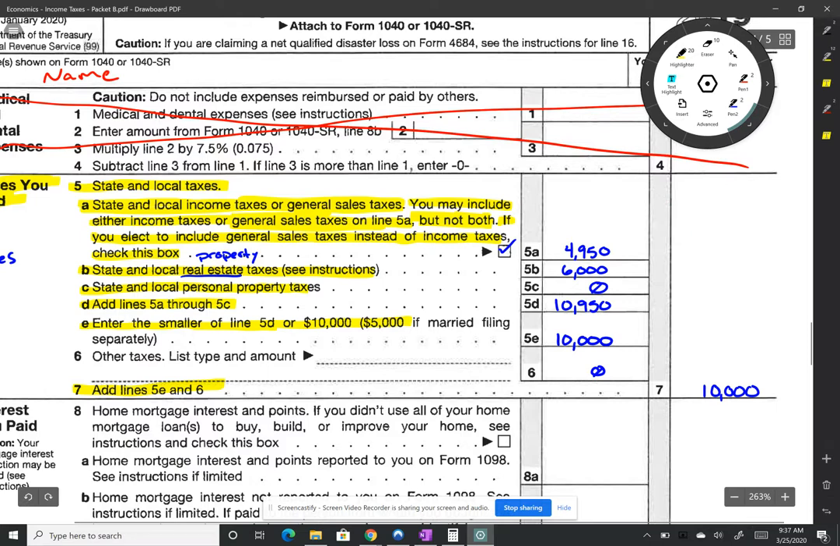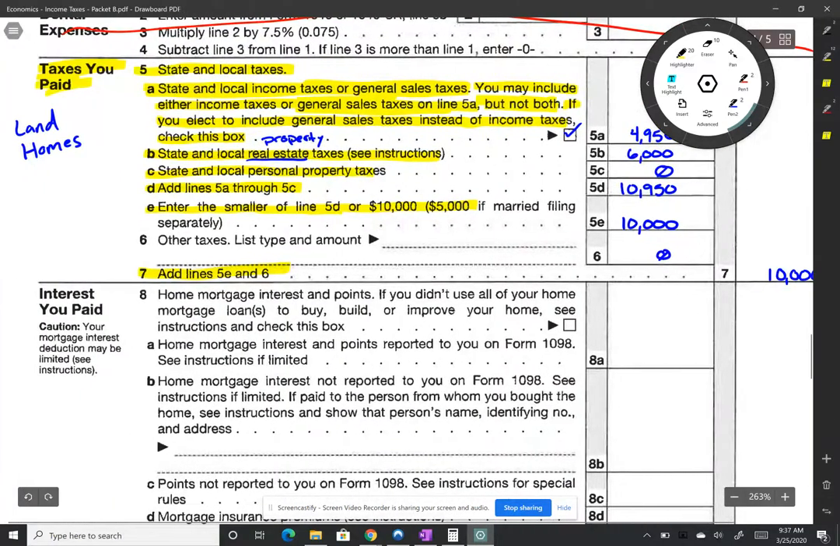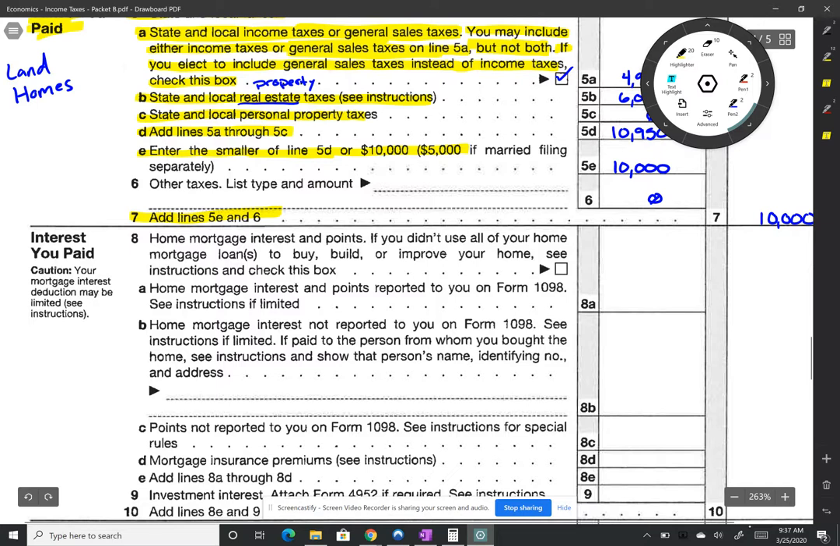Okay, let's move on. Here is the home mortgage interest. Well, yeah, we get to deduct something for home mortgage too, right? Line 8 says home mortgage interest and points. Don't worry about the points. We're just going to focus on the interest. And we're not going to check this box. This box is not checked, okay? So 8A, home mortgage interest and points reported to you on Form 1098. We know that form.